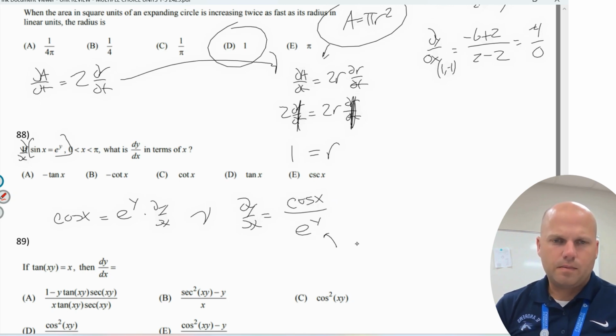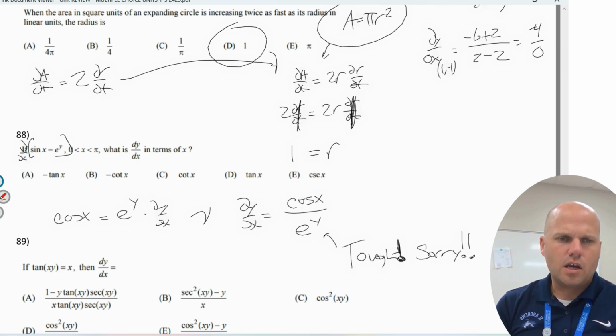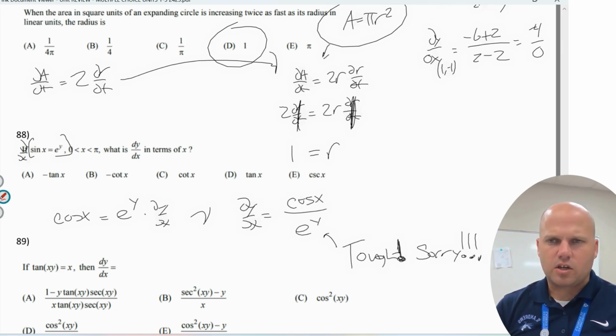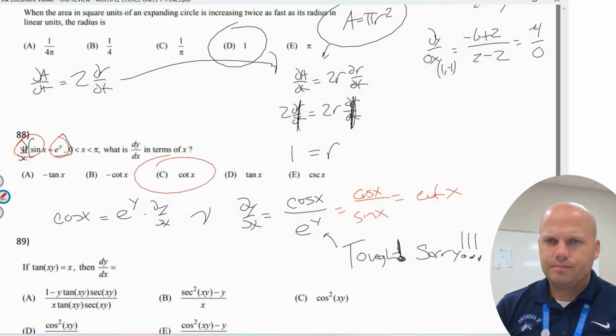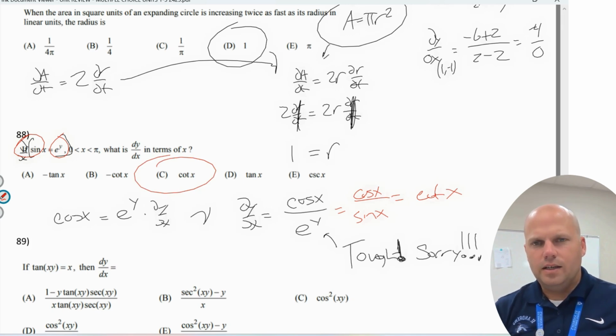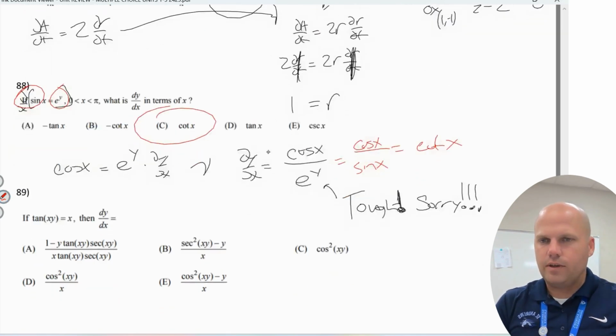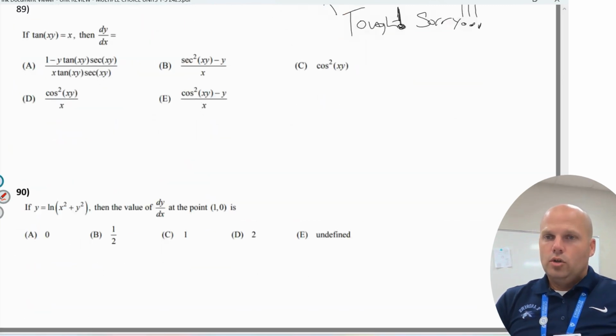It might be tricky, tough. Sorry, you haven't seen this yet. Don't expect this on the midterm. e to the y is sine x. So that becomes cotangent. Who would have thought? Yeah. The slopes of sine x equals e to the y are cotangent values. Sorry about that. Anyways, let's move on.